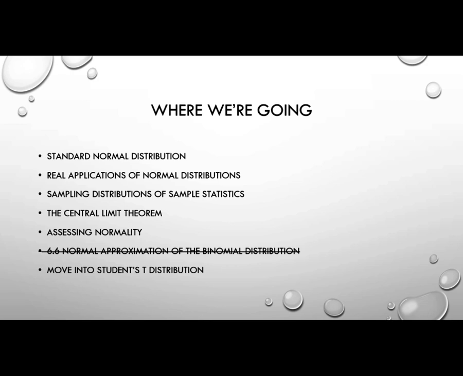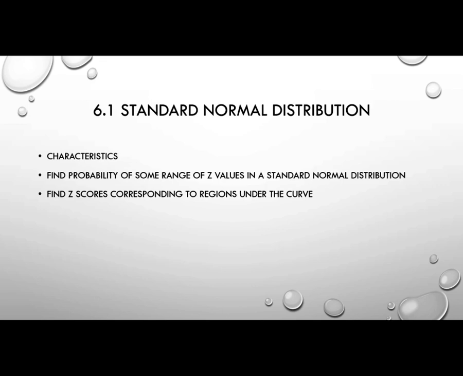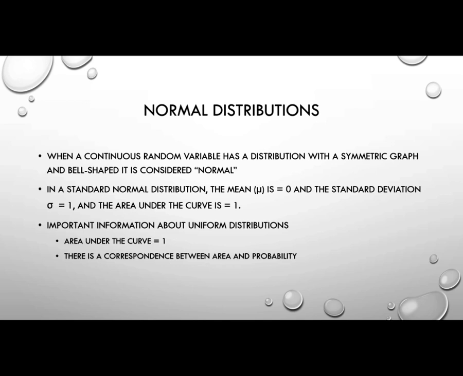So I think I'll do this in two sections. I'm going to go through sections 1, 2, and 3, and then in the next video I'll do 4 and 5. Okay. So in this section we're going to talk about the characteristics, the probability of some z-values, and find z-scores for the standard normal distribution.